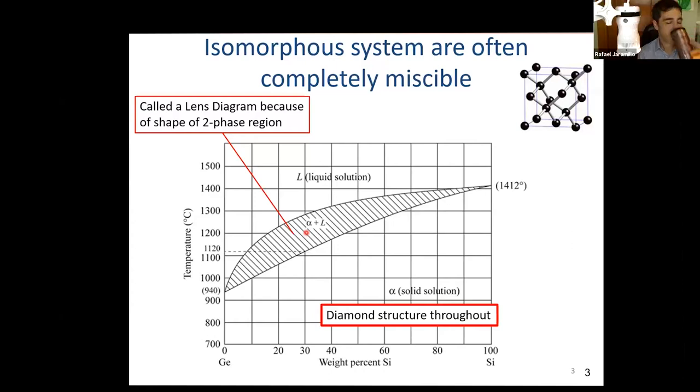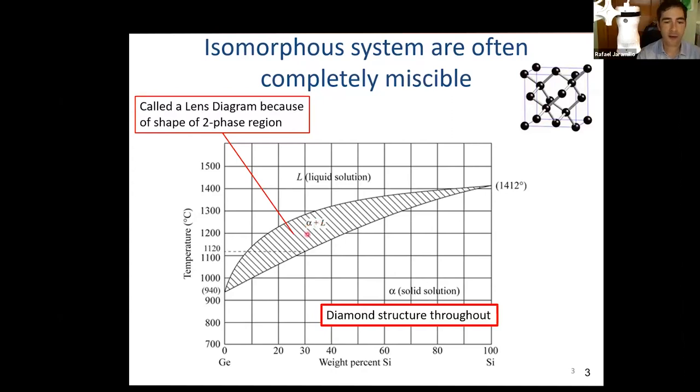I have an overall composition of 30 weight percent silicon and the temperature is 1200 degrees C. Is it a combination of the alpha and liquid phases, like in that shaded region? Right. So the shaded region is a two-phase region. It's a combination of alpha and liquid. In fact, it's written right there, alpha and liquid.